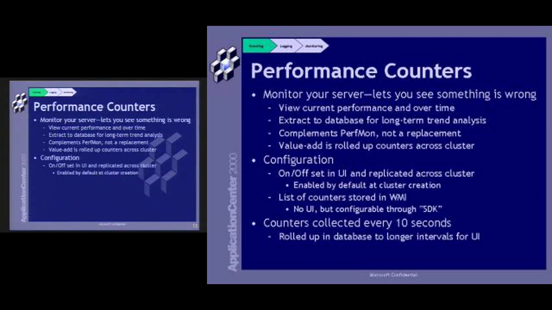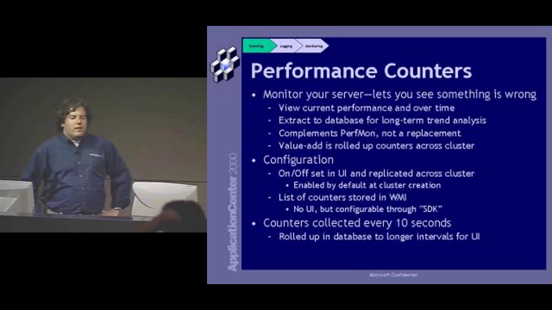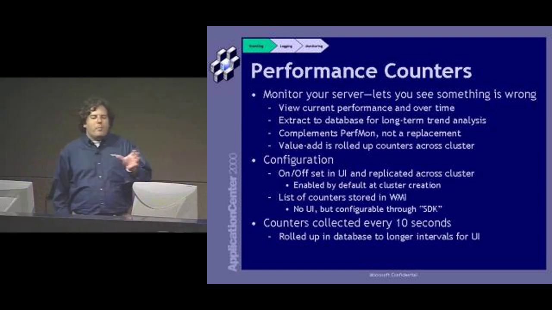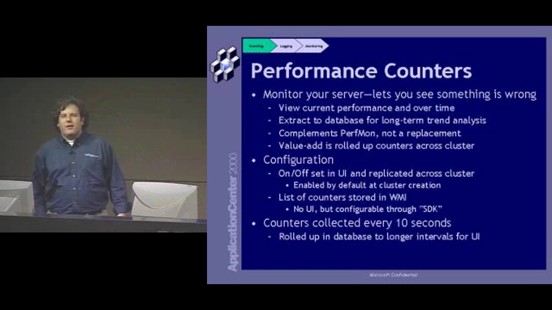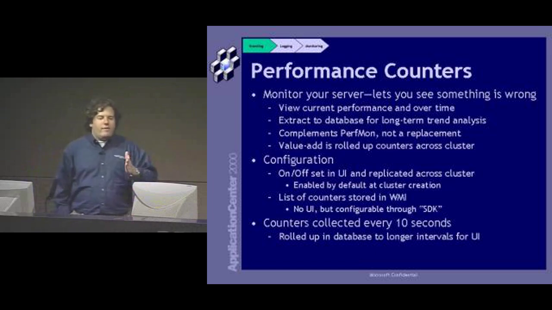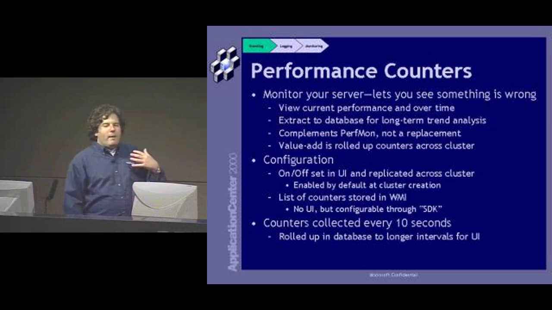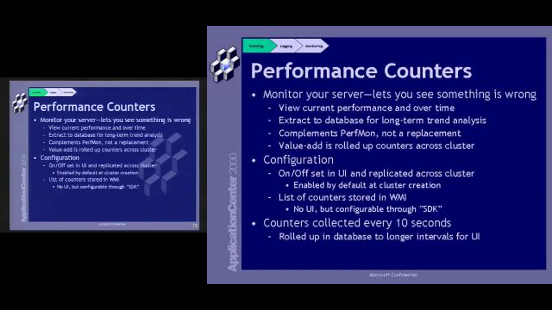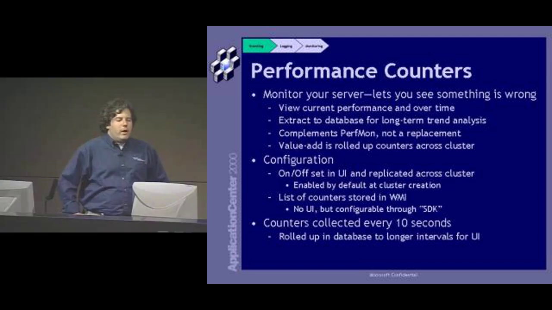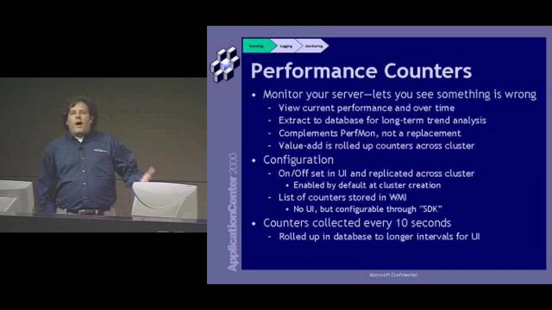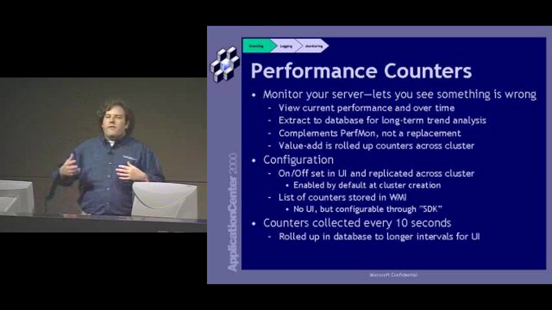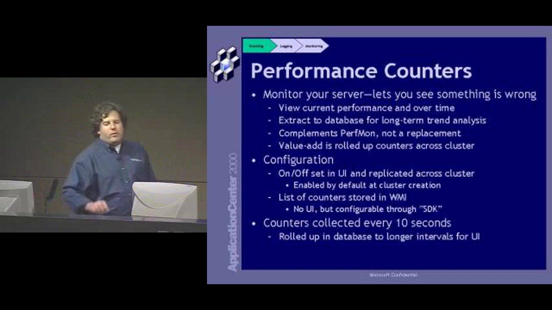As far as configuration goes, it's turned on and off in the UI, and that property is replicated across the cluster. So it's either on or off on every machine. By default, we turn performance logging on at cluster creation. We have a default list of counters that we log. We store that list in WMI. There's no UI for configuring that to remove or add additional counters, but it's configurable through an SDK, and we'll touch on that in a moment.